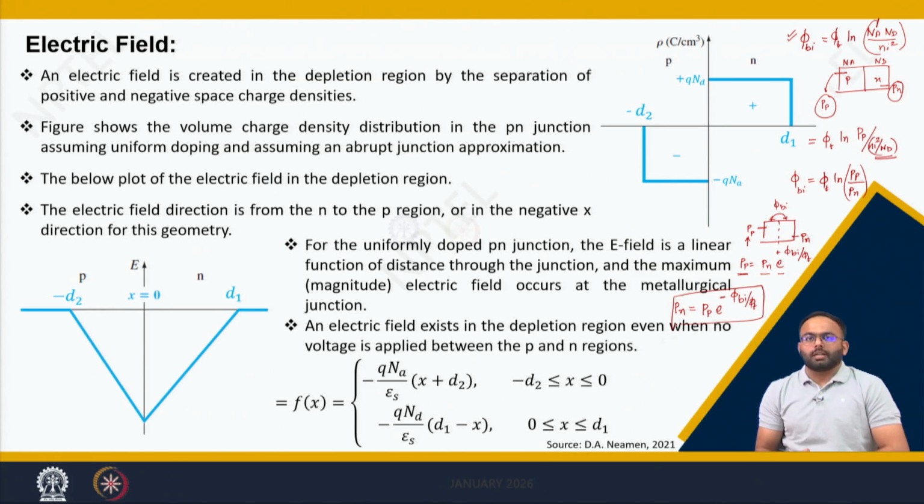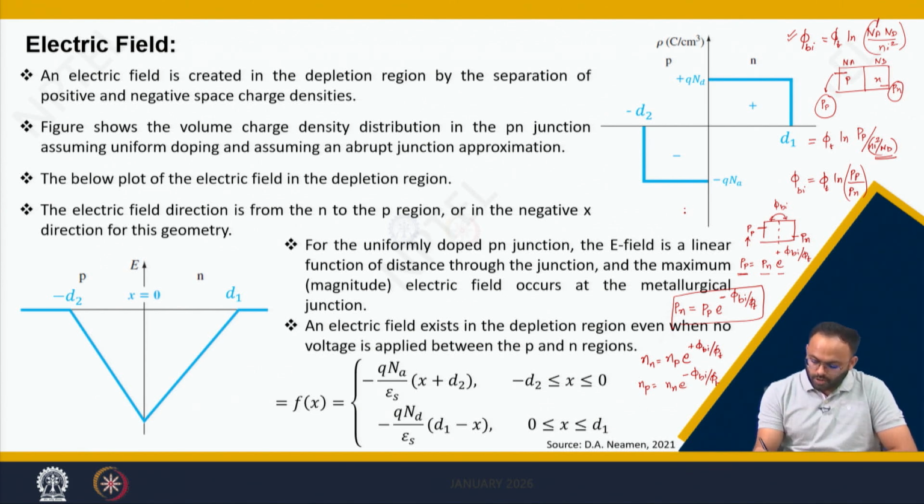By using the same understanding, you can form a relation between Nn and Np. So I can write Nn equals Np e to the power of positive exponent phi bi by phi t. Similarly, Np equals Nn with a negative exponent. This is called the junction law.